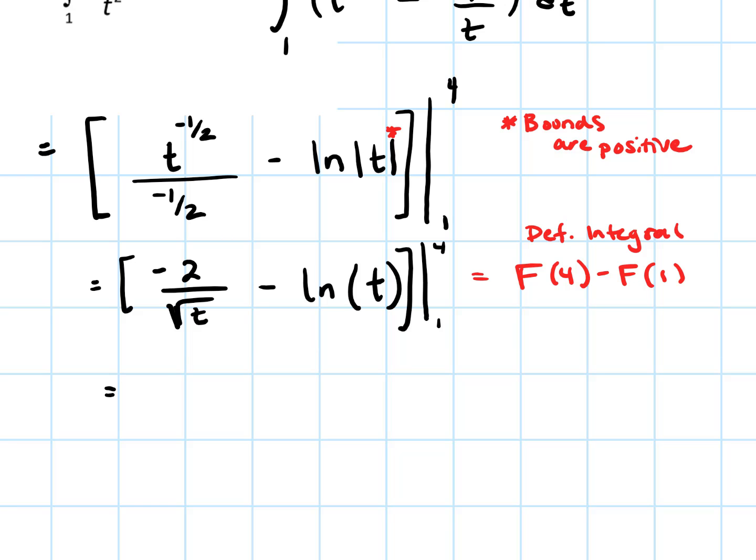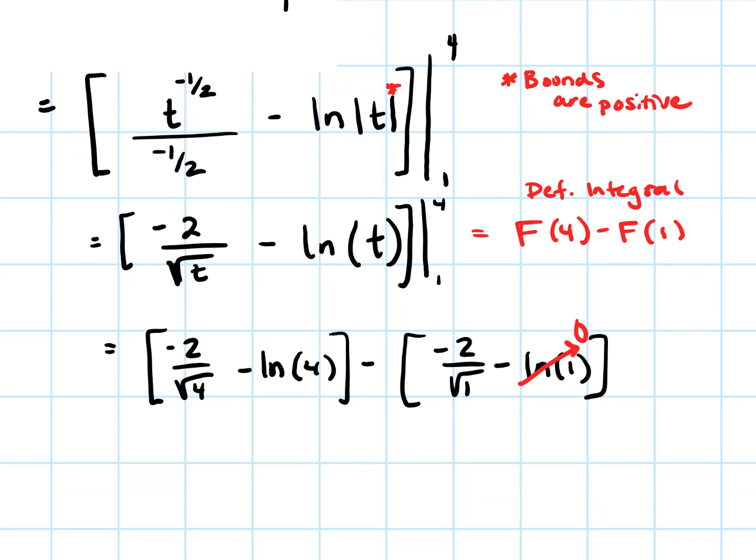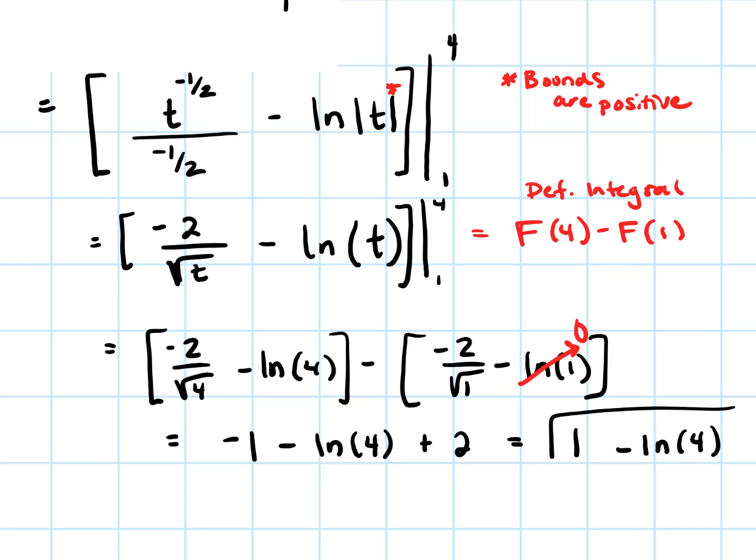So then this is going to end up being negative 2 over the square root of 4 minus the natural log of 4, minus negative 2 over the square root of 1 minus the natural log of 1. Now the natural log of 1, by the way, is 0. So that is 0, and we get negative 1 minus the natural log of 4 plus 2. So we get 1 minus the natural log of 4.